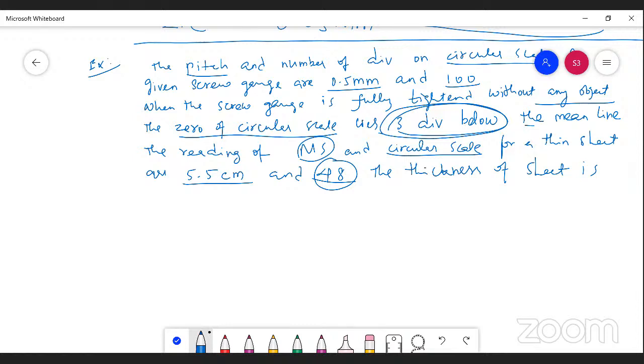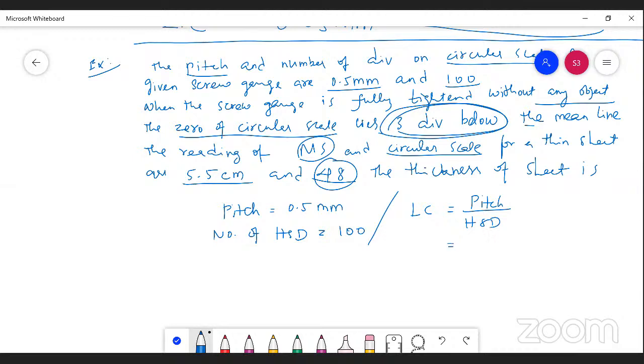Now the reading. First of all, what is the pitch value? The pitch value is 0.5 millimeter. Head scale divisions equal 100. Given data: pitch value and number of head scale divisions. So we measure the least count. What is the formula of least count? Least count is equal to pitch divided by number of head scale divisions, which is 0.5 millimeter divided by 100, which is equal to 0.005 millimeter. This is the least count of the screw gauge.